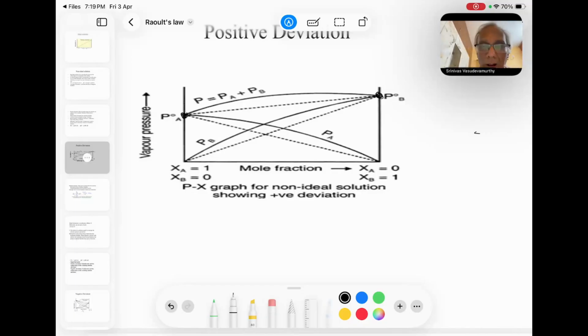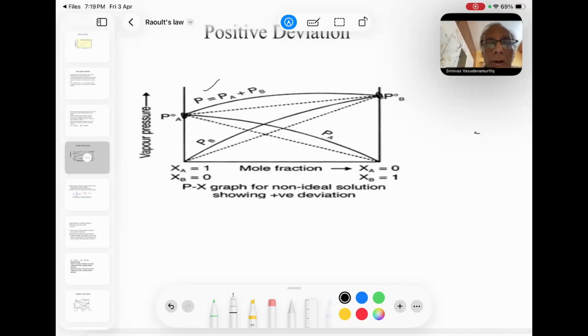The graph is very important. Sometimes I ask you to draw the graph for a positive deviation. Or in a multiple choice question, they may give three or four graphs and ask which one represents positive deviation, which represents an ideal solution, or which represents a non-ideal solution.